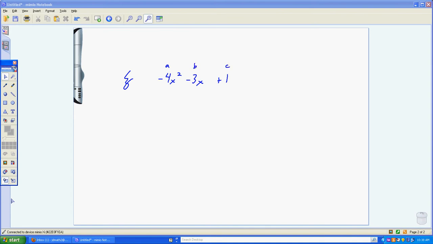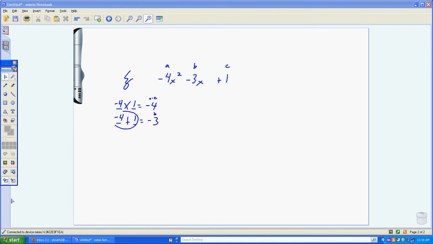So I still do the magic square. What times what gives me a negative 4, a times c, and adds to give me a negative 3, or b? So I think the answer is going to be negative 4 and 1. Either way, 1, negative 4, or negative 4, 1.